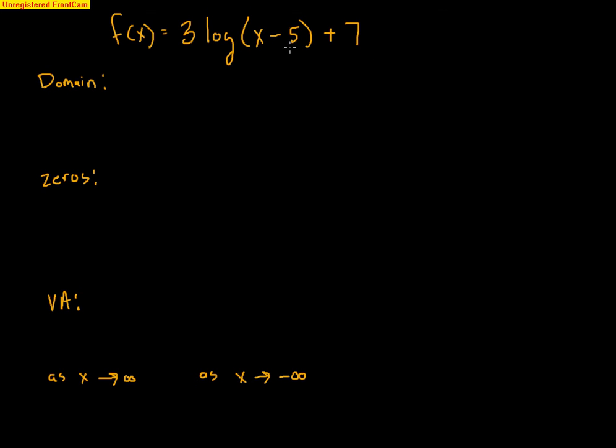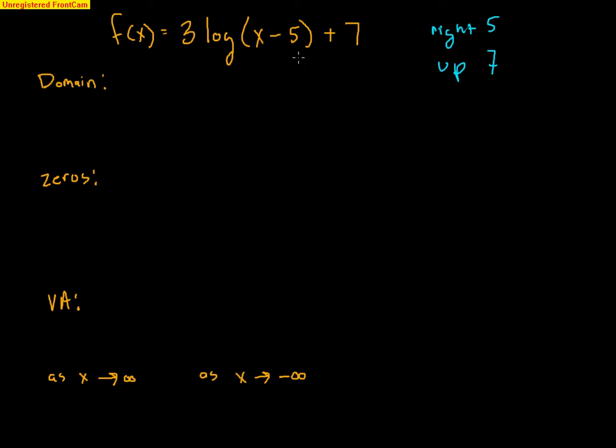All right, so what's happening here? First off, there's a minus 5 on the inside, so that's going to go to the right 5. Okay? There's a plus 7 on the outside, so the whole graph's going to go up 7. That's our transformation stuff. All right, now, how does that impact all these ever-important values?